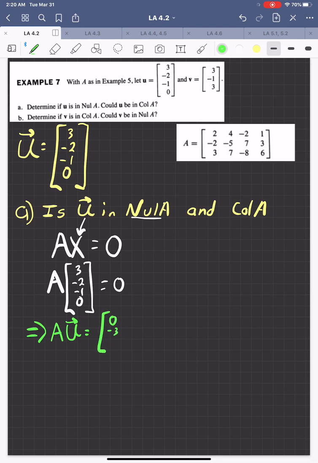Zero, -3, 3. Is U in the null space? No. Because if it's in the null space, then A times U would have equaled 0. Okay, so no, this is not in the null space. All right, what about the column space?